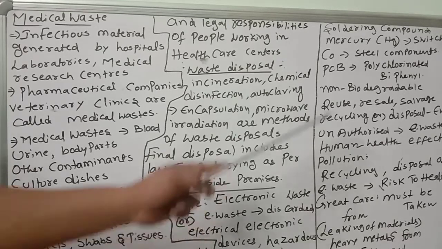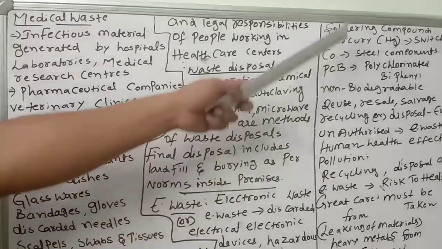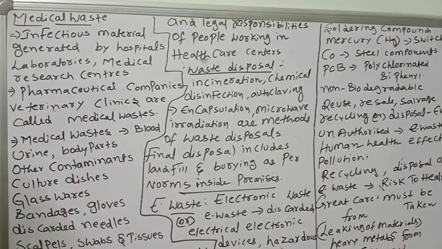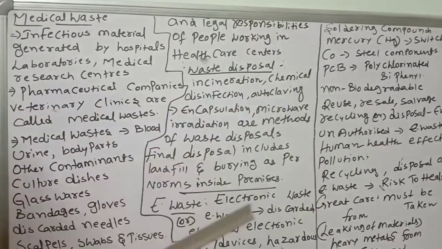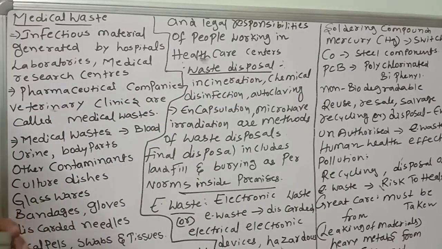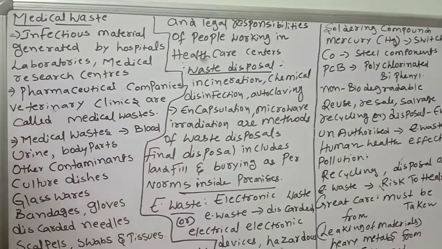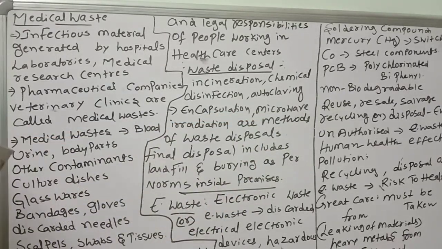Mercury in switches and housing, and cobalt in steel components, among other equally toxic substances. So the CRT, cathode ray tube, consists of lead and soldering compounds, mercury in switches, cobalt in the steel components. Very dangerous. E-waste is basically polychlorinated biphenyl. Very important. Polychlorinated biphenyl. These are non-degradable. Polychlorinated biphenyls are non-biodegradable.